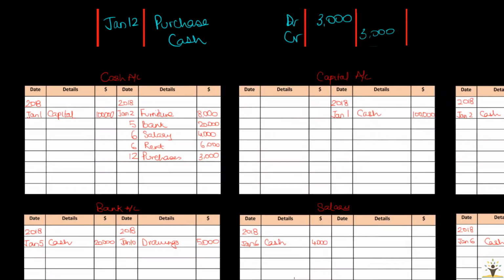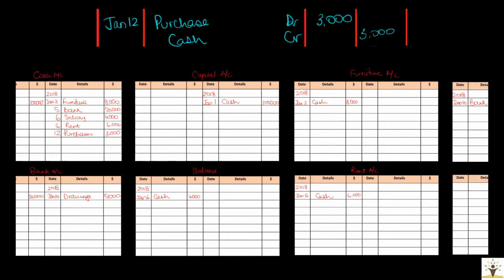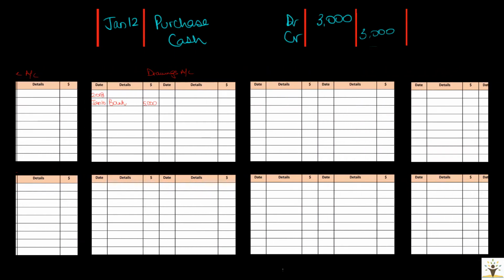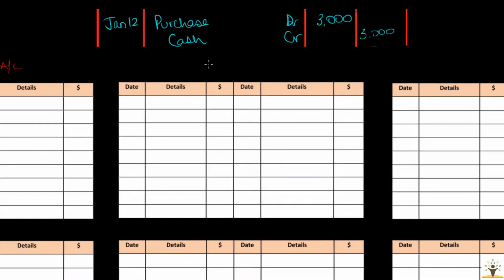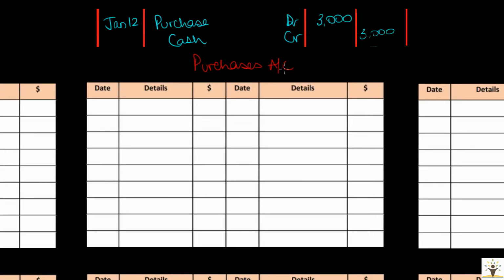Purchase was debited. So let us make a purchase account. Go to the debit side of purchase account. Record the date. Details will be the account that is credited, hence cash here, and 3,000 in the amount column.